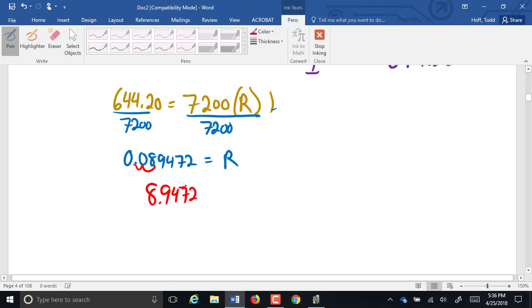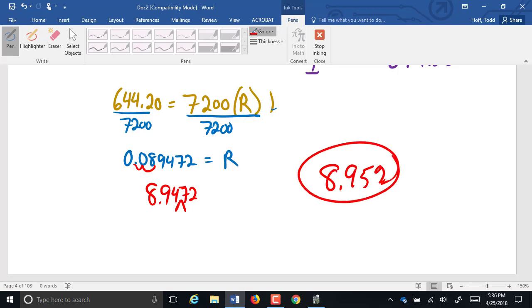Remember, unless we're told otherwise, now some of the problems in my math lab said the nearest 10th of a percent. But here, if I didn't tell you, we're going to go to the 100th of a percent, which is right here. 8.95% becomes that effective rate. Any questions?